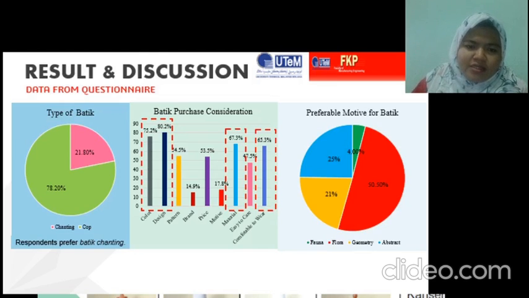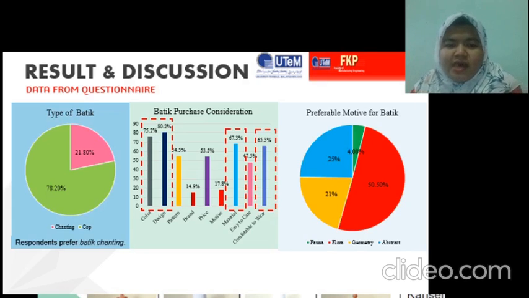Then 21% and 25% chose geometry and abstract as their preferable motif respectively, and just 4% of respondents chose fauna. So this can conclude that flora is represented as the motif for Malaysian batik, because people in Malaysia really like flora.